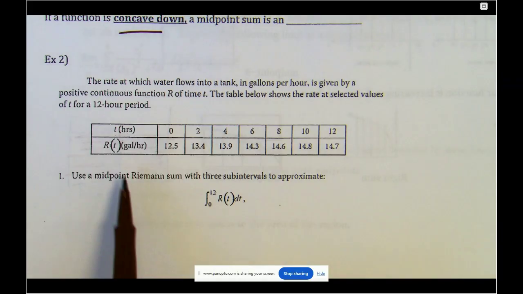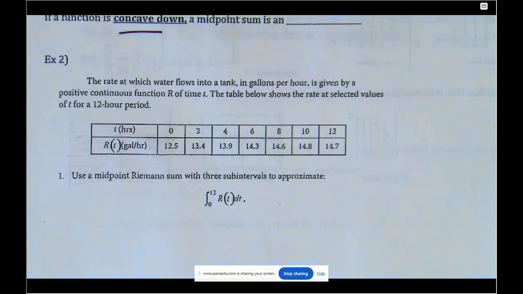Okay, so use a midpoint Riemann sum with 3 sub-intervals to approximate. And we talked about the definite integral symbol. We talked about that last week when I was here. This is AP style wording. They're going to say midpoint Riemann sum with 3 sub-intervals. M sub 3.